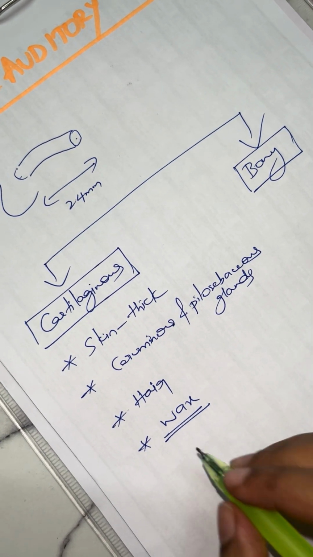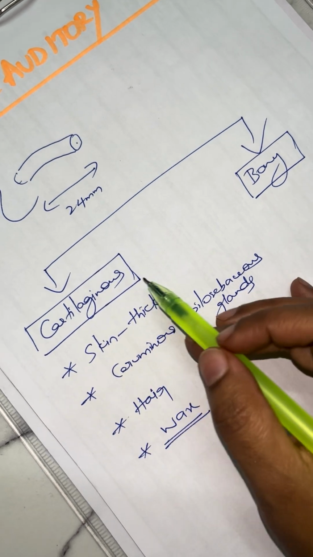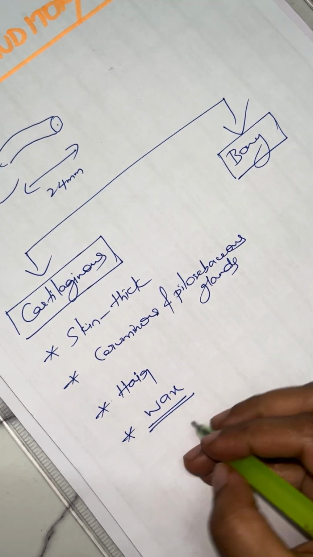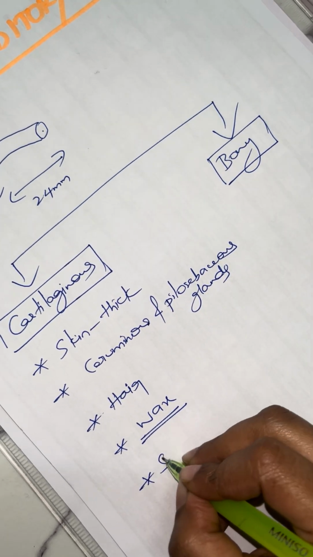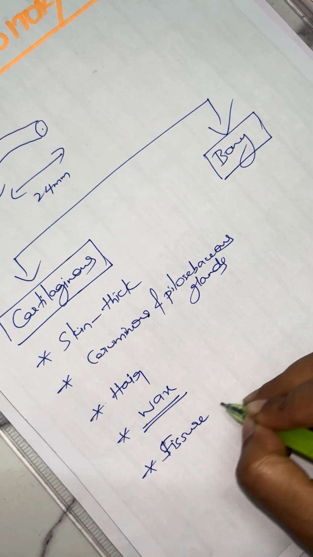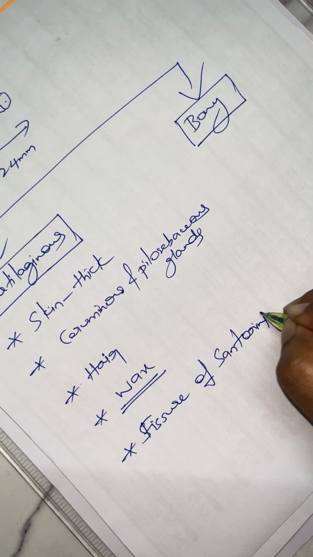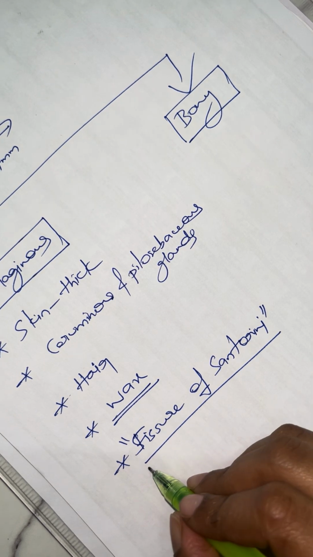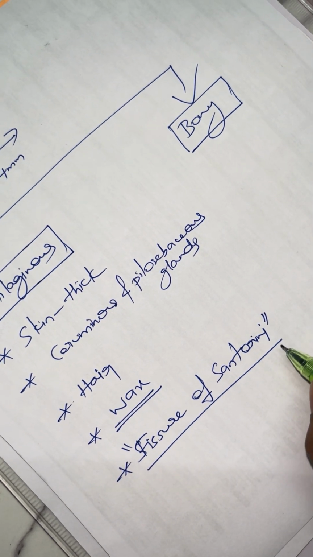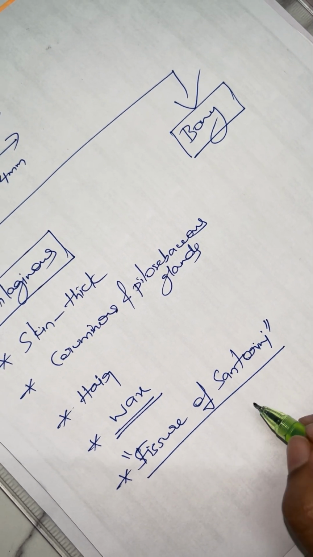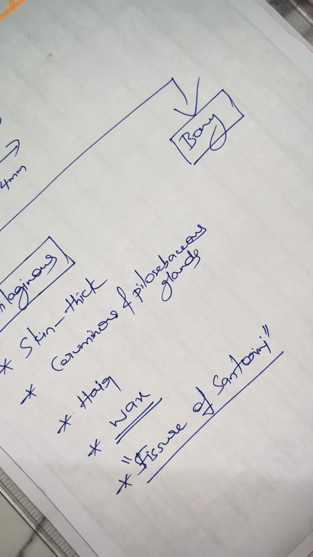Now the anatomically important part of the cartilaginous part of the external auditory canal is called the fissure of Santorini. Through the fissure of Santorini, parotid or superficial mastoid infections can appear in the canal.